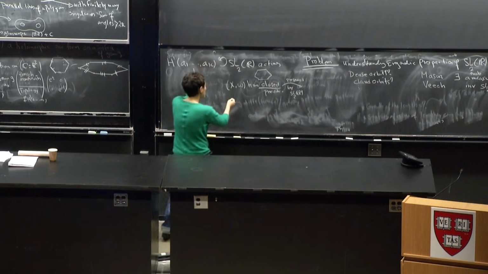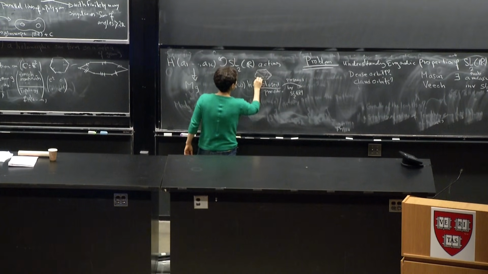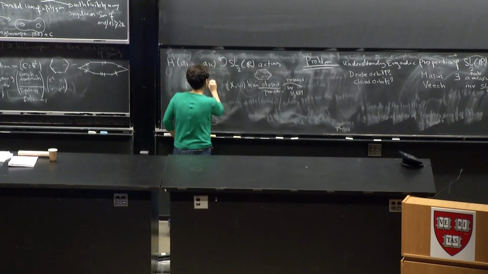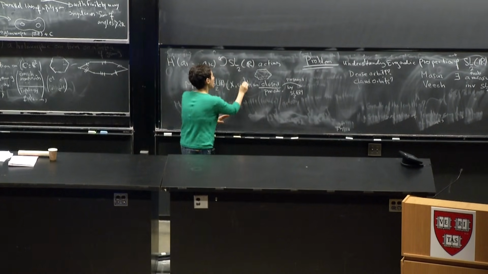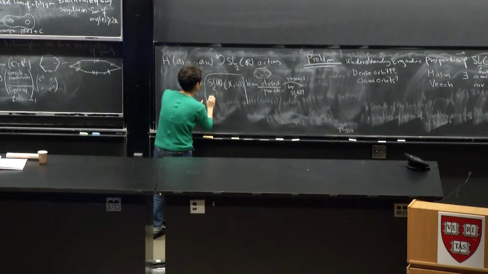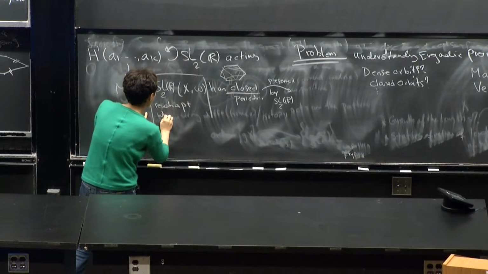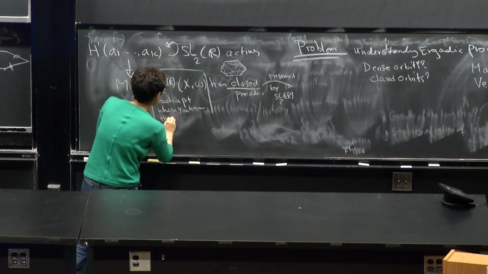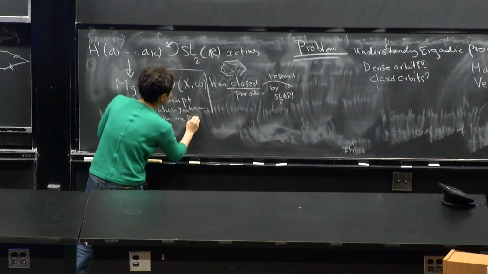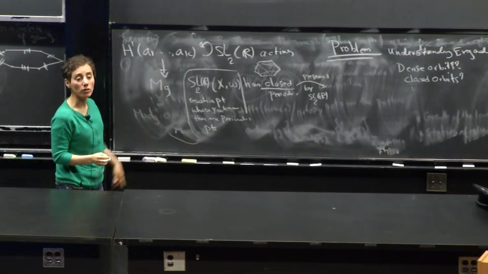So if you want to find a closed orbit here, you can act by SL2R and try to reach some region, try to reach a point where you know there are periodic points. And this will give you a periodic point in the original surface.